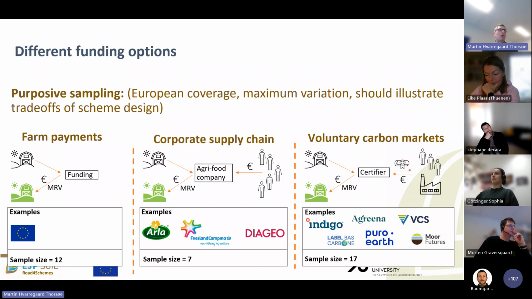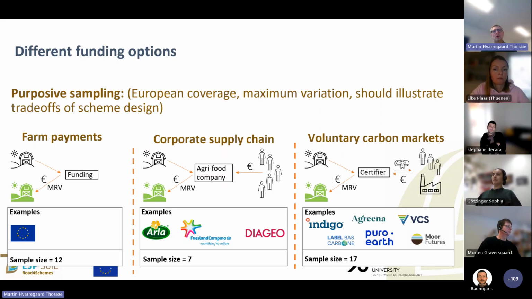We have also conducted a more in-depth analysis of 40 selected schemes that were purposefully selected so that we would have a European coverage based on a maximum variation of different design options as a basis for illustrating different trade-offs of scheme design. Generally, we distinguish between three forms of carbon farming. First, we have the farm payments that are typical, for instance, for the Rural Development Program, where a public funding body provides funding for farmers providing activities on their farm.